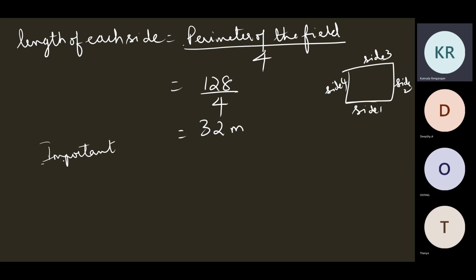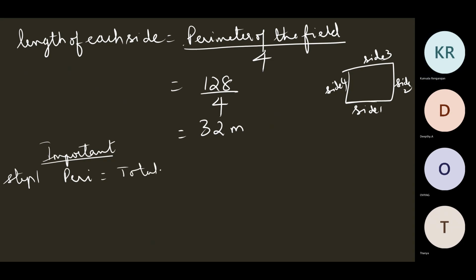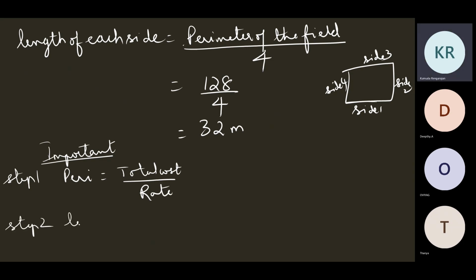These are the steps. Step 1, perimeter is equal to total cost by rate. Step 2, length of each side is equal to perimeter divided by 4. That's all. Only 2 steps. Total cost by rate will give you the perimeter, and perimeter by 4 will give you the length of each side of the square field.